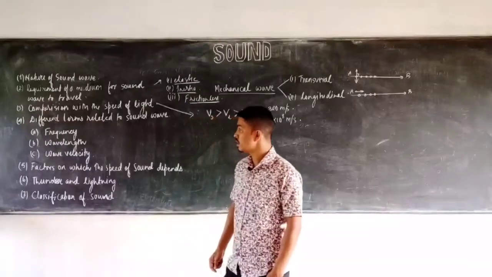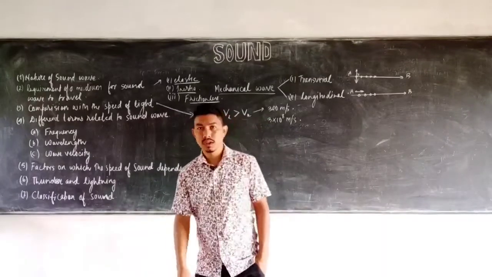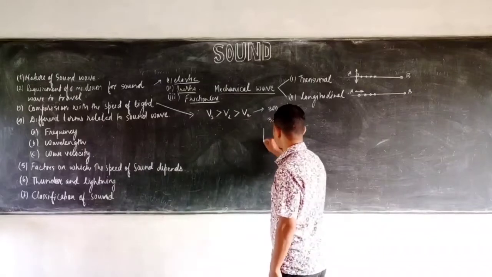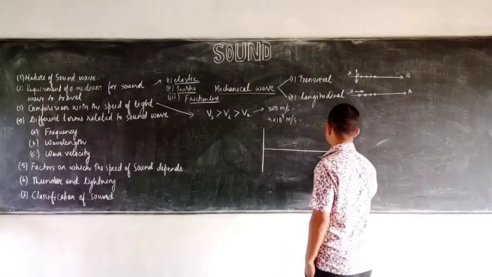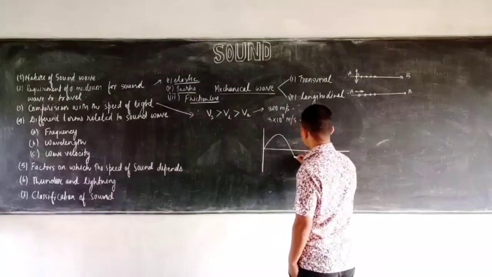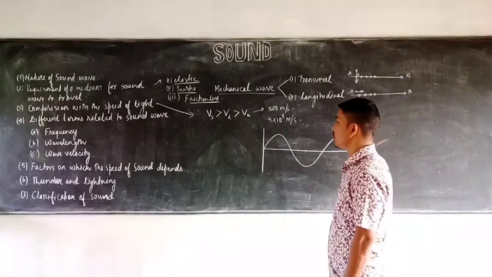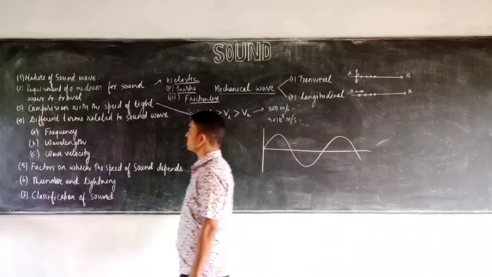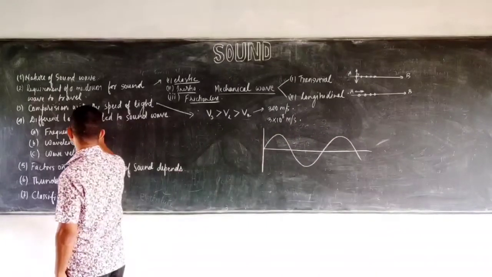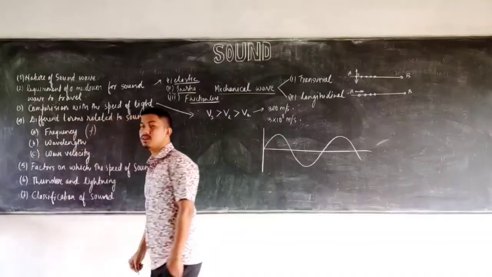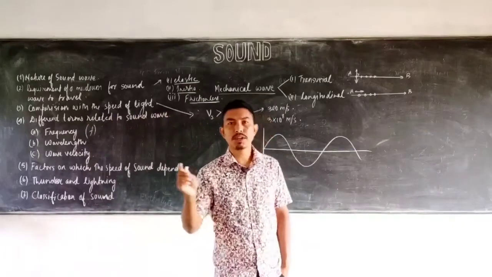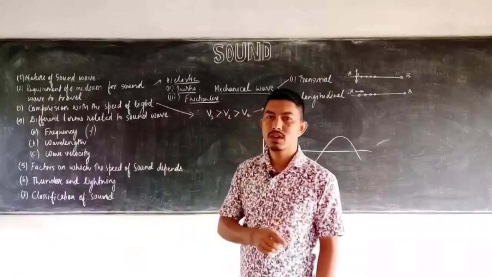Frequency, wavelength and the wave velocity. Now if I consider the sound in the graphical form, the propagation of sound, so if I draw the sound wave, the first is frequency, which is also denoted by the letter small f. So what is frequency?